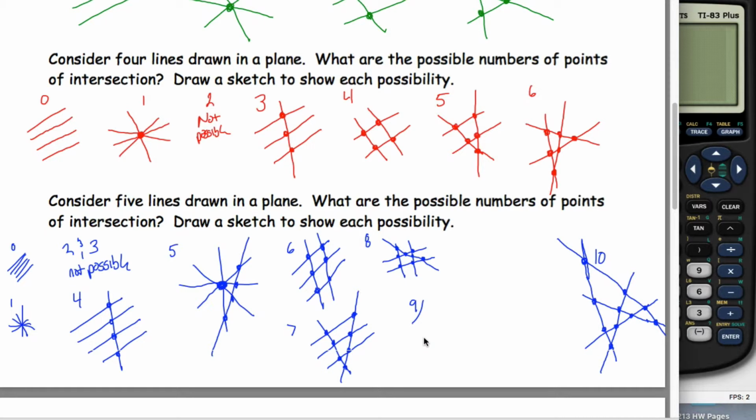9. Well, what's the easiest way to do it? How about I take advantage of this picture? I draw something very similar to this. I just kind of scoot a line over a little bit. So maybe I take, well, maybe that's not a good idea. Okay, so how can I get 9? Let's add 4 points of intersection to this picture right here. So this picture started out with 2 lines that were parallel, and then 2 lines that went through them.